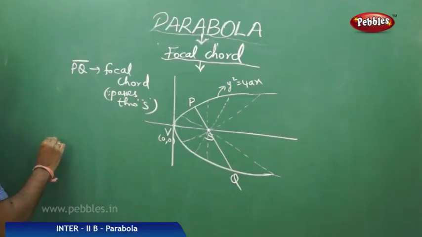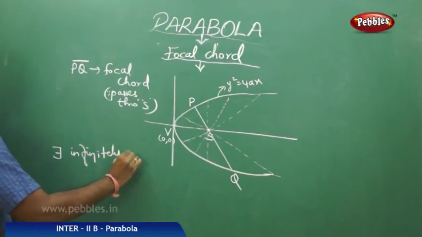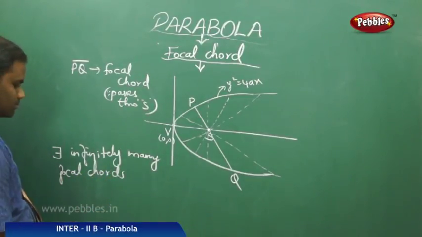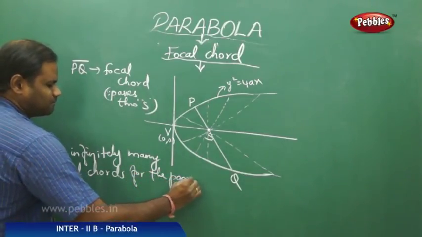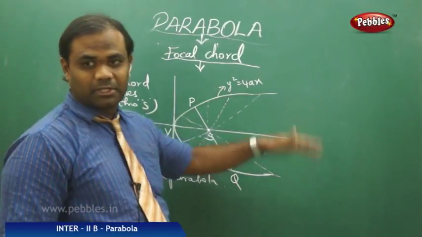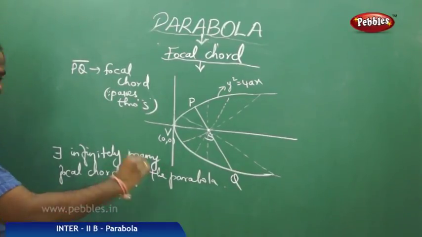So the property here is that there exist infinitely many focal chords for the parabola, simply because there are infinitely many chords which can pass through the focus, and hence the focal chords are infinitely many in number.